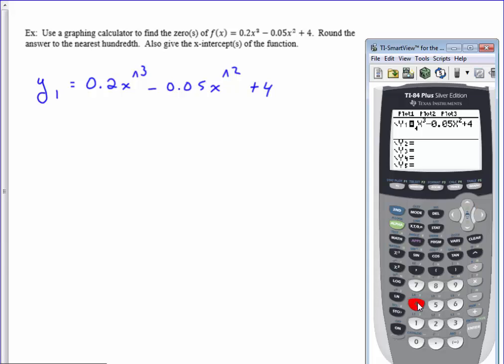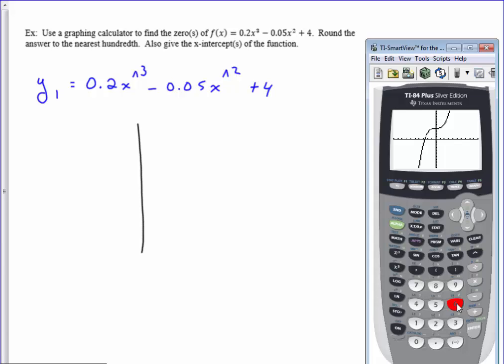We needed to consider what type of window to graph this in. I can see that my y-intercept, being the constant term on the end, is 4. I'm going to first try just a standard window, negative 10 to 10 in both directions. If this doesn't work, I can always adjust it. Standard window looks like a reasonable window to draw this graph in.